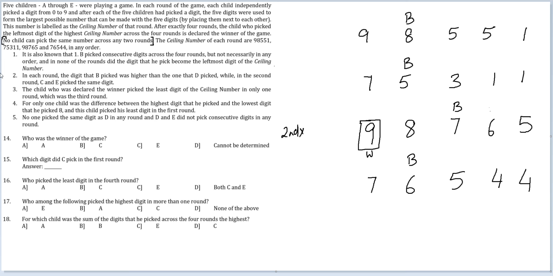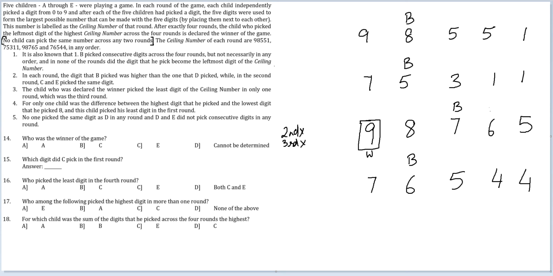Let's go. The child who was declared the winner picked the least digit of the ceiling number in only one round, which was the third round. Okay. Now the winner of 98765, the leftmost digit sayer of 98765 is the winner. And this person has picked the lowest number in the third round. So this is definitely not the third round as well. Fine. We'll see who is that person, which round he picks the lowest number.